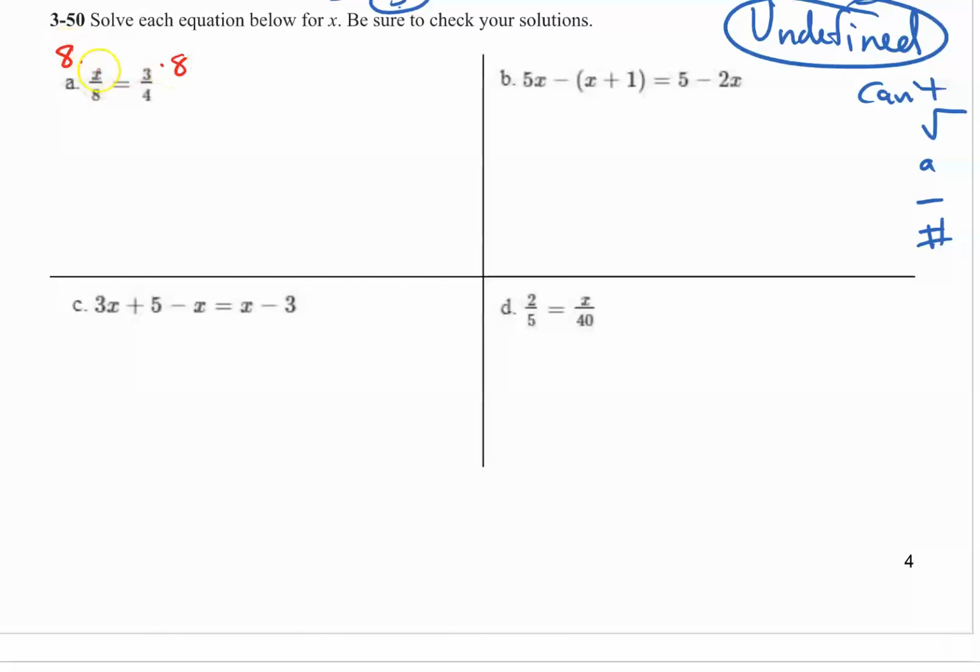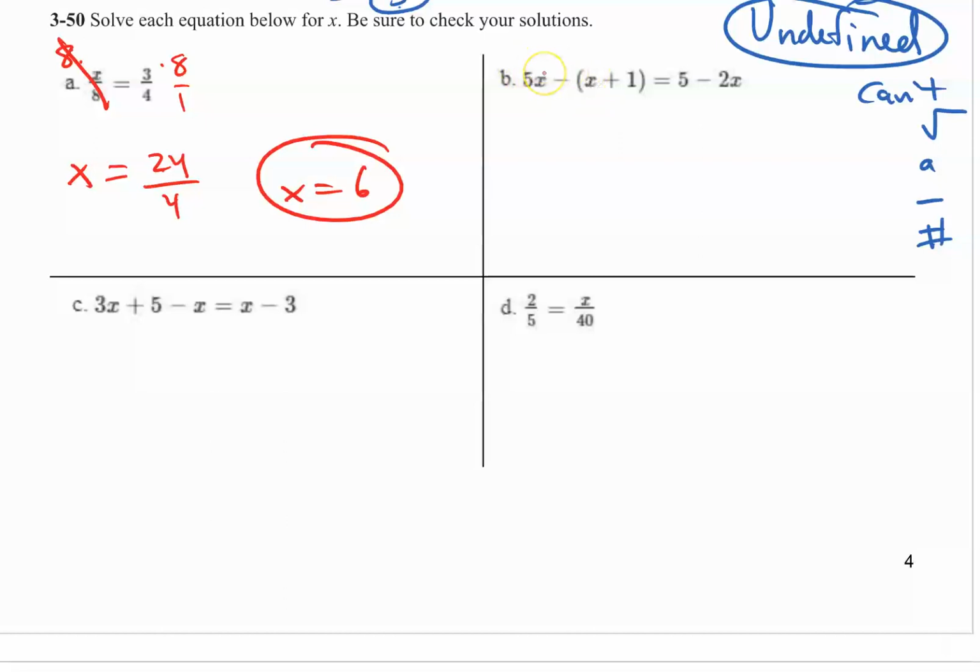When you multiply x by 8, then divide by 8, they cancel out, leaving just x. On the right-hand side, if you multiply by 8, that's kind of like multiplying by 8 over 1. So you multiply across the top, 3 times 8 is 24, 4 times 1 is 4, so x is equal to 24 divided by 4, x is equal to 6.